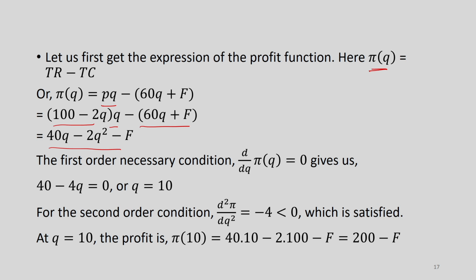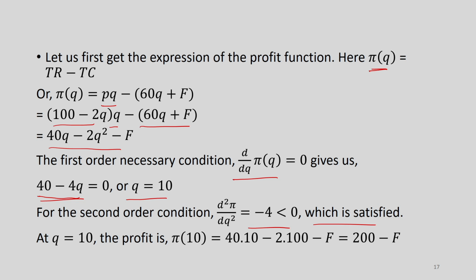We know the first order necessary condition is that the derivative of this profit function should be equal to 0, and that will give me 40 minus 4q is equal to 0, or q is equal to 10. Second order condition: I take the derivative of this once again, I will get minus 4, which is negative. So, indeed the profit is getting maximized here at q is equal to 10.